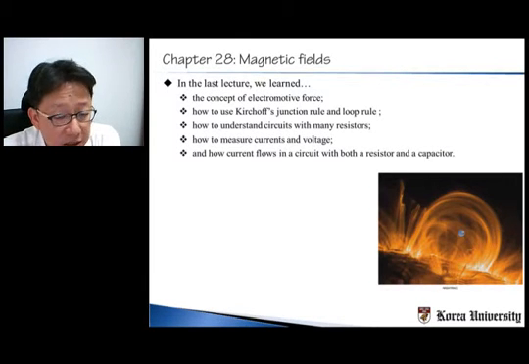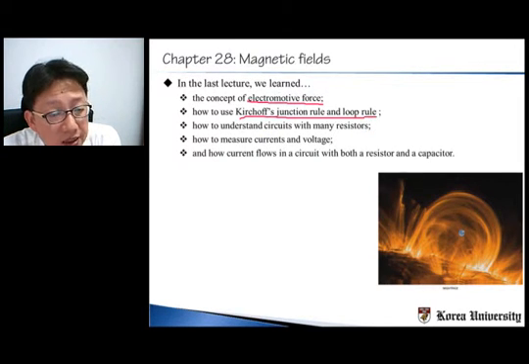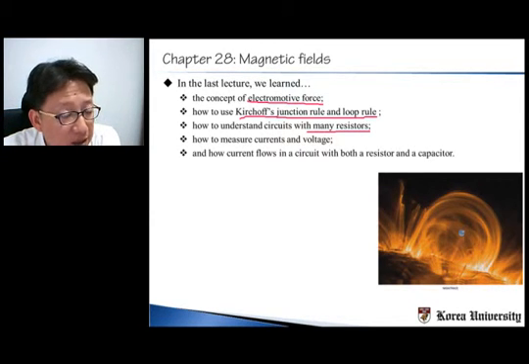Okay, in the very last lecture, let's review that we have learned the concept of the electromotive force, which was not the force, but a kind of electric potential. And we also learned how to use Kirchhoff's junction rule and loop rule, and there are many other rules, right? And we also learned how to understand circuits with many resistors. Try to remember how we calculated the equivalent resistor when many resistors were connected in parallel or connected in series.